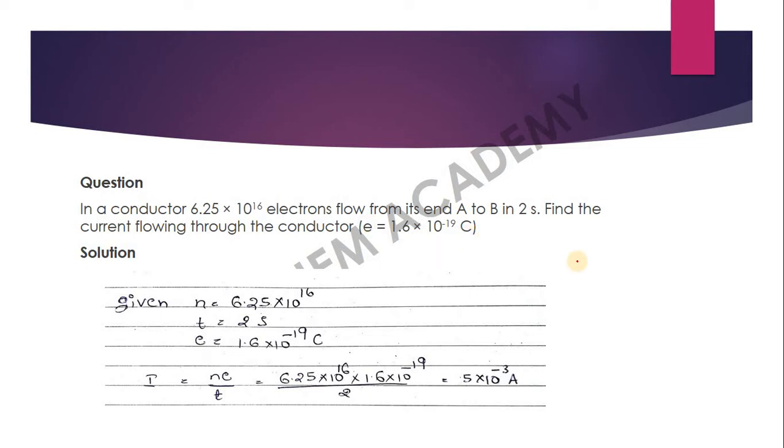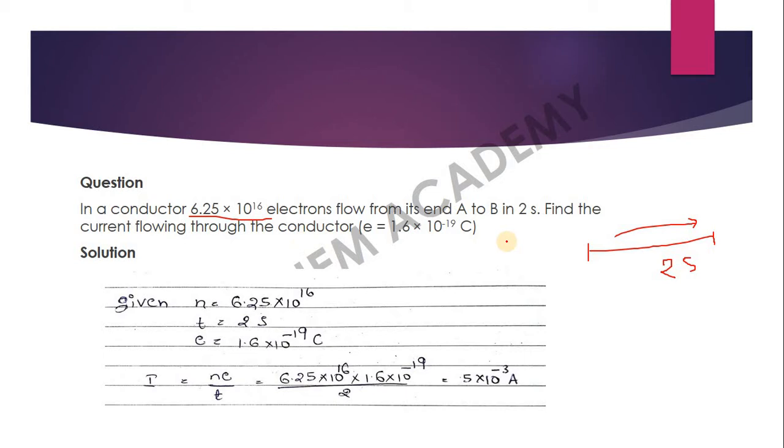All that it says is there is a conductor, and in that conductor, let's say this is end A and this is end B, from end A to end B, these many electrons are flowing. They are flowing in a time period of 2 seconds. When they are doing so from end A to end B, what is the current that is flowing through the conductor? This is basically testing the concept of the definition of current.